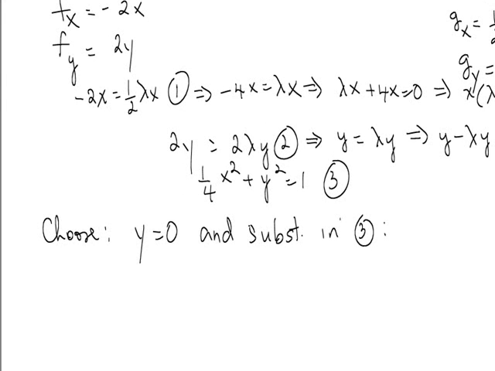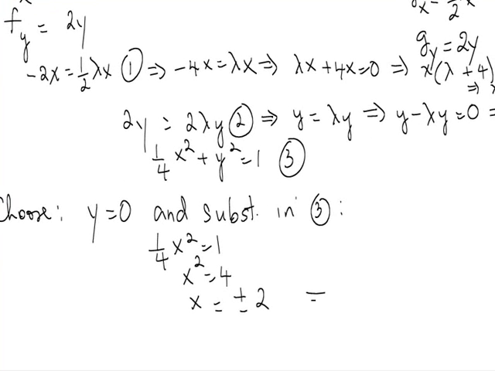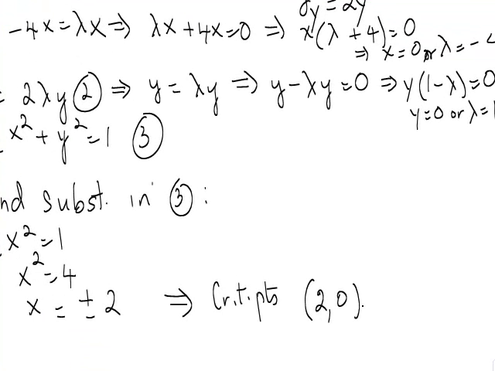So y equals 0, that's a quarter x squared is 1. x squared is 4. What is x here? Plus or minus 2. So therefore we have 2 critical points here: 2, 0 and minus 2, 0. Agreed?